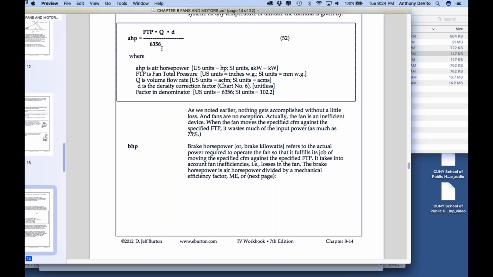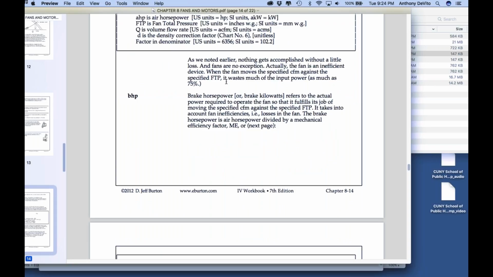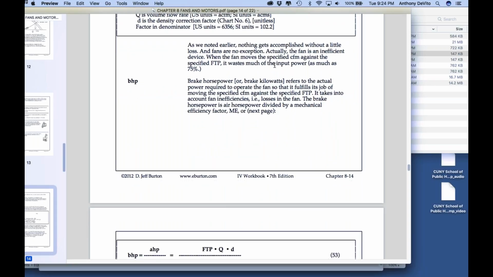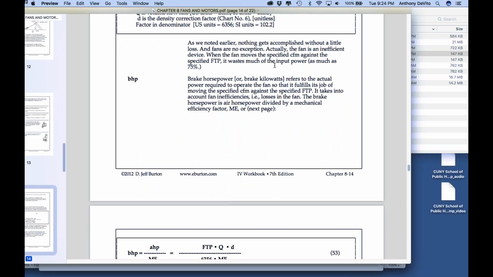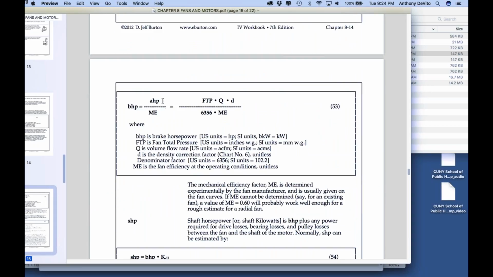To actually get the air moving at the speed that you want, you need the brake horsepower. See, that version doesn't get anything accomplished. It just overcomes all the losses, right? So the brake horsepower is equal to the air horsepower divided by the mechanical efficiency. Didn't I see something about a mechanical efficiency? It was 80% or something like that on that fan chart. So we would get the mechanical efficiency from the fan curve.